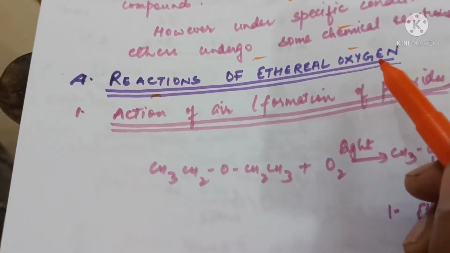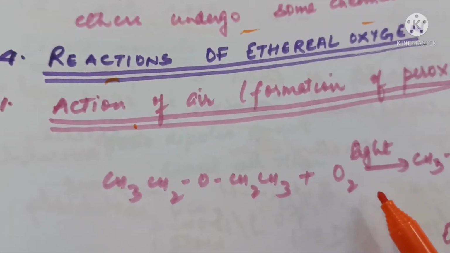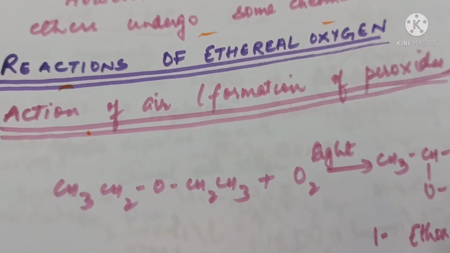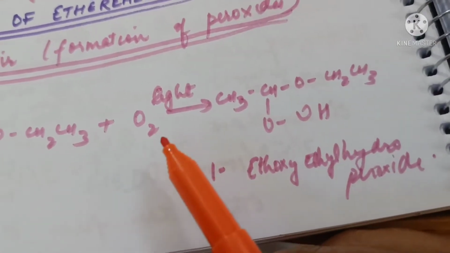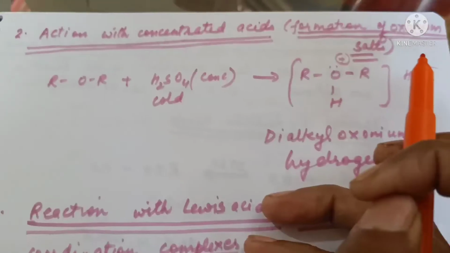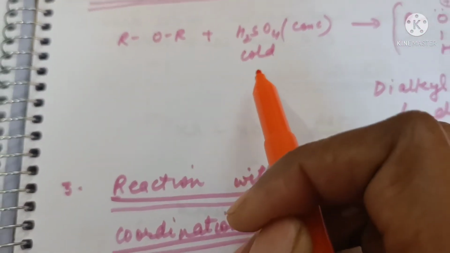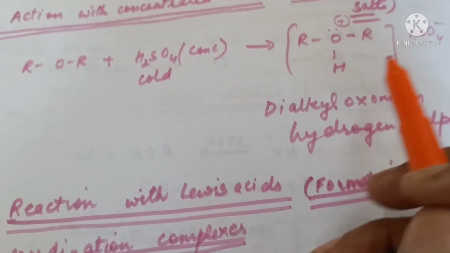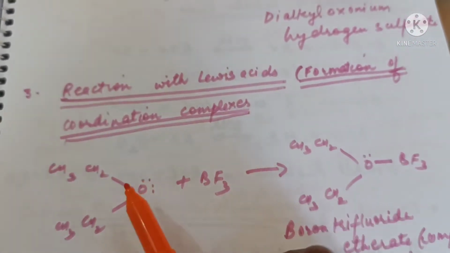First category is reaction of ethereal oxygen. On exposure to sunlight, ethers will slowly react with oxygen to form hydroperoxides, which are explosive in nature. Diethyl ether will react with oxygen to form 1-ethoxyethyl hydroperoxide. Next, formation of oxonium salts. When they react with concentrated sulfuric acid in cold conditions, dialkyl oxonium hydrogen sulfate will be formed. Then the reaction with Lewis acids, formation of coordination complexes.